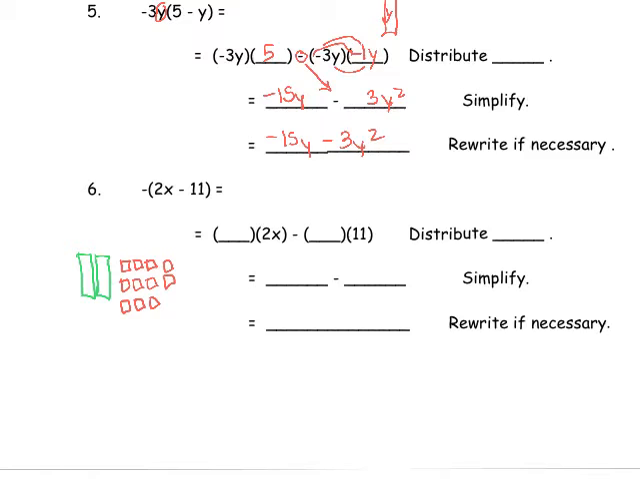All right. Now, because we have negative one of these, then you have to flip to the opposite. I have negative 2x, and I have positive 11. We have to distribute that negative sign. So my final answer is negative 2x plus 11.